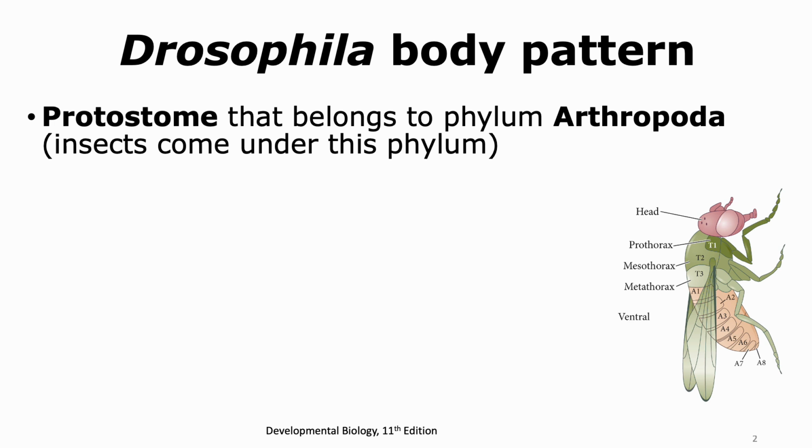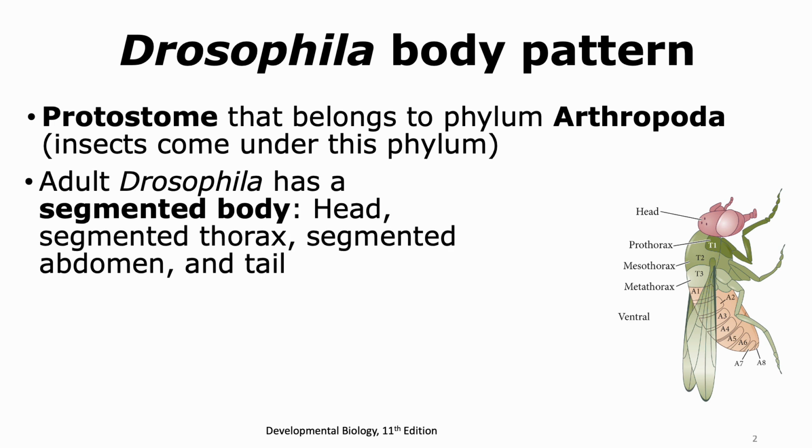In the case of insects, including Drosophila, the adult has a segmented body. In the context of Drosophila, when we look at the different parts of the body, there is the head followed by the thorax that is made of 3 segments. This is followed by the abdomen, which is also segmented, and finally at the posterior end the tail is present.